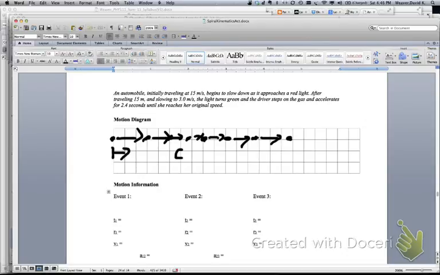During this initial part, the acceleration is in the opposite direction, and then the acceleration is in the same direction that they're moving. So the first event is when she slows. Event 2 is when she speeds up. And event 3 is when she reaches original speed.